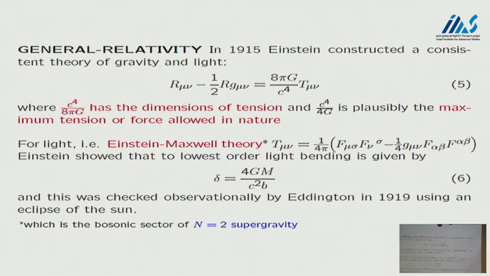And this was checked observationally by Eddington in 1919, using an eclipse of the sun, which led, of course, to enormous enthusiasm throughout the subject. And one of the themes I shall be making here is that many discoveries were made in the years from 1915 through to 1926 or so, because this was the most exciting subject. And many of the seeds of the origins of the theory were present at that time.